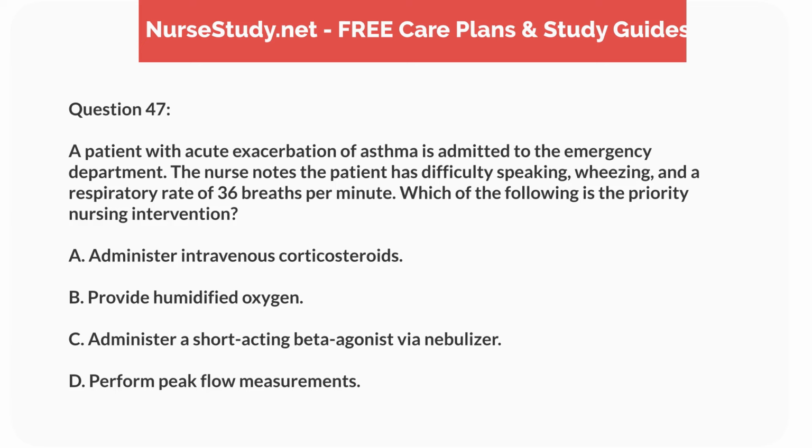Question 47. A patient with acute exacerbation of asthma is admitted to the emergency department. The nurse notes the patient has difficulty speaking, wheezing, and a respiratory rate of 36 breaths per minute. Which of the following is the priority nursing intervention? A. Administer intravenous corticosteroids. B. Provide humidified oxygen. C. Administer a short-acting beta agonist via nebulizer. D. Perform peak flow measurements.